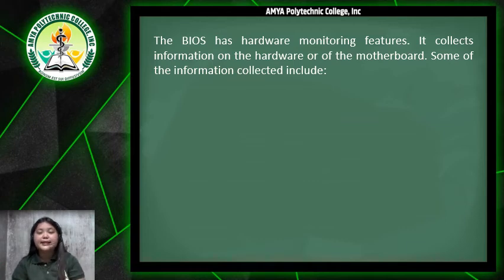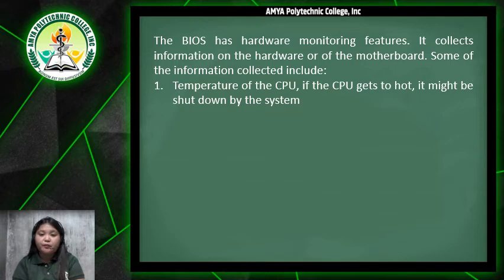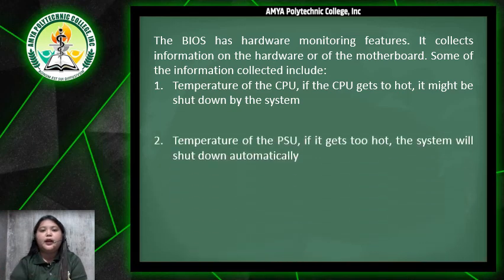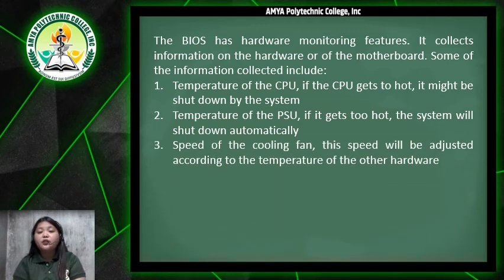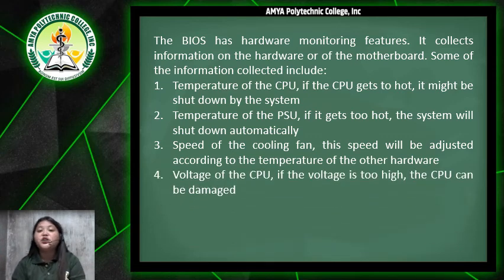The BIOS has hardware monitoring features, so it collects information on the hardware of the motherboard. Some of the information collected includes temperature of the CPU. If the CPU gets too hot, it might be shut down by the system. And then temperature of the PSU. If it gets too hot, the system will shut down automatically. Speed of the cooling fan will be adjusted according to the temperature of the other hardware. And then voltage of the CPU. If the voltage is too high, the CPU can be damaged. And then bus speed.